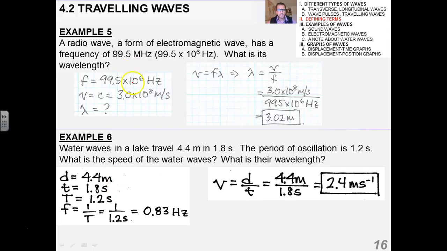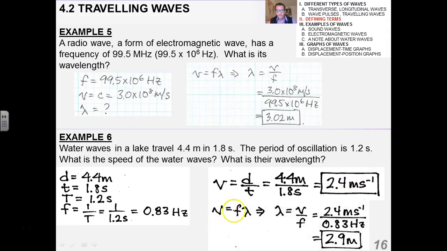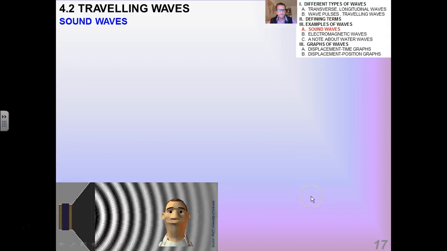Notice how I'm using sort of the 5-step problem-solving method here. I'm writing down clearly what I'm given, what I'm not given, the equation, put the numbers in with units, and then the final answer is right there, okay? And then the wavelength, again, use the wave equation, and I got 2.9 meters for that.